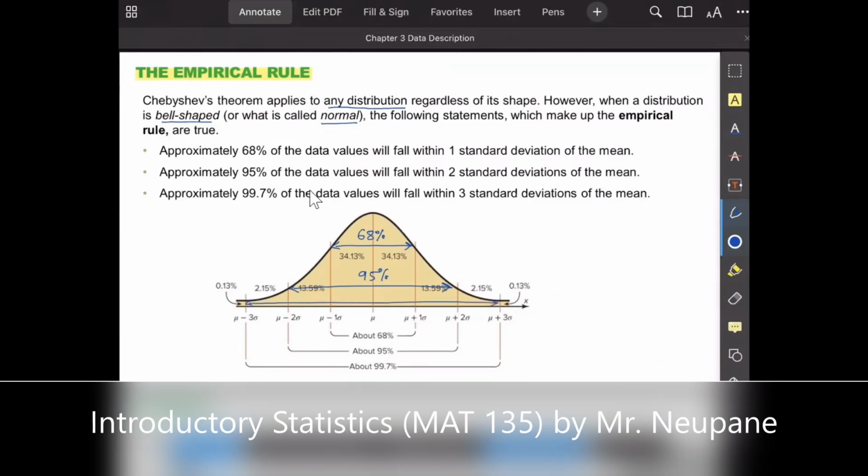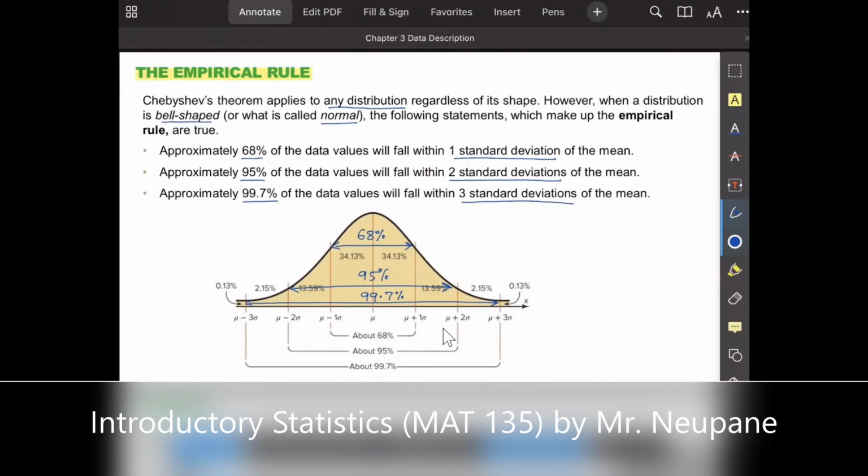Within three standard deviation of the mean, we'll have 99.7% of the data. This is the empirical rule. This is just the statement of the rule, but make sure you remember this. Within one standard deviation, you have 68%. Within two standard deviation, you have 95%. And within three standard deviation, you have 99.7%. We'll be using this information a lot later on in chapter 5 and 6. So make sure you remember this concept.